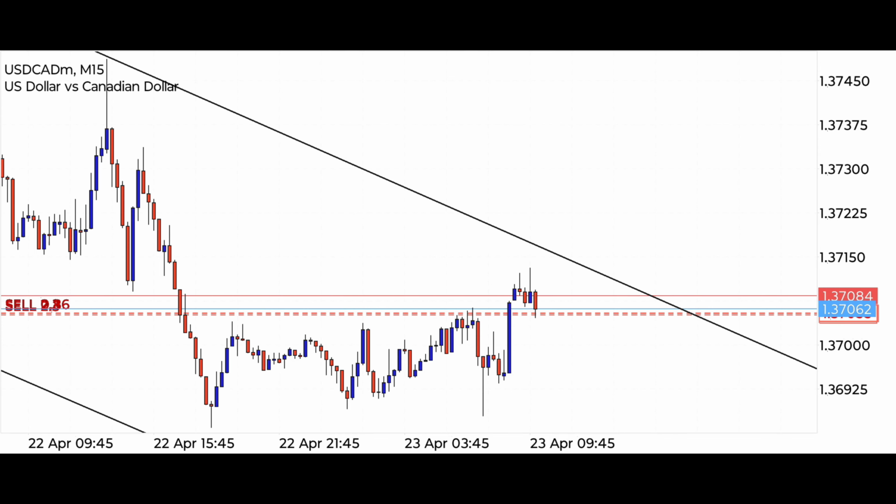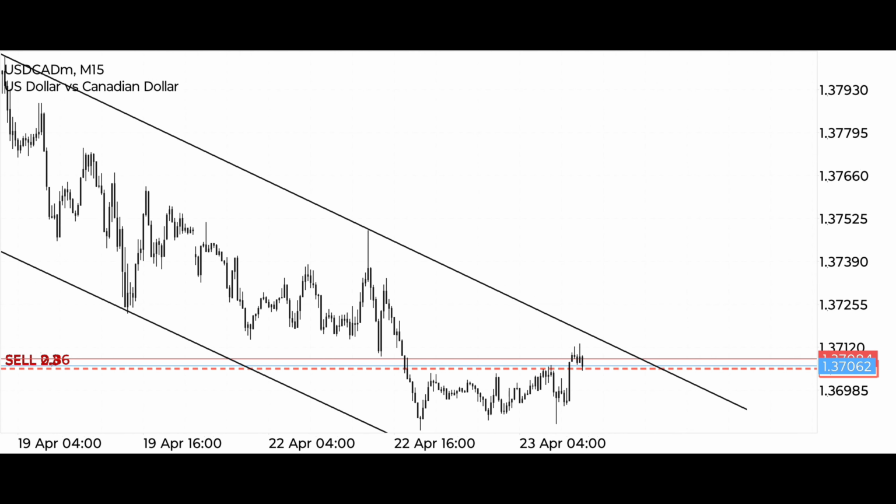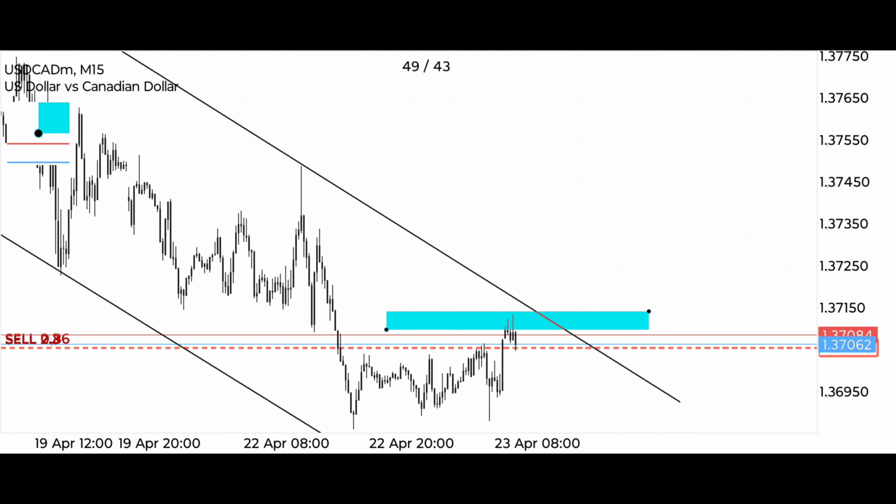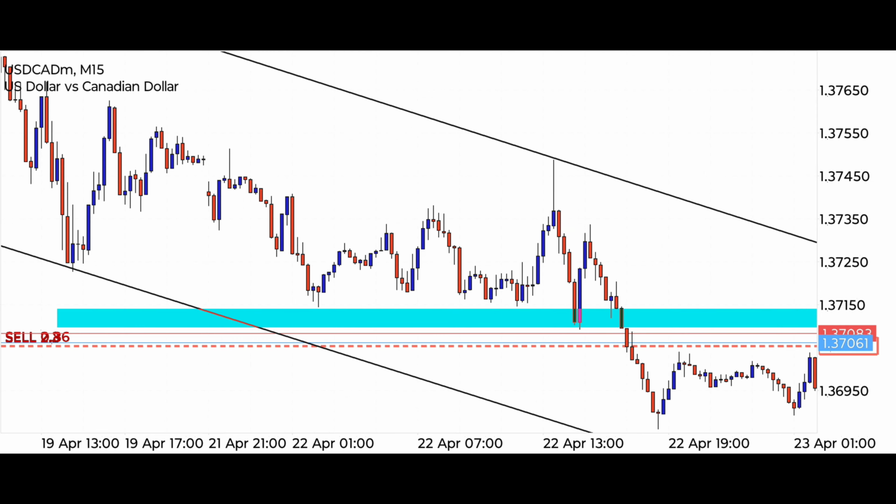This will let us know from which level the market can reverse in the future. For this I am using the rectangle tool, which is my favorite tool. The market has created multiple support resistance points at this level from where the market has drawn resistance and support patterns at the same level.